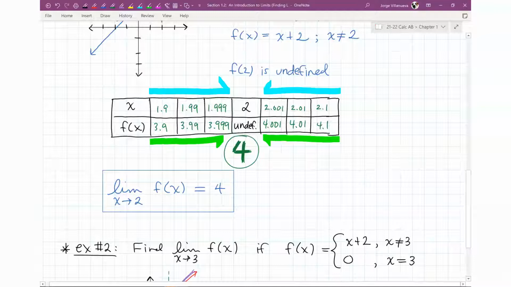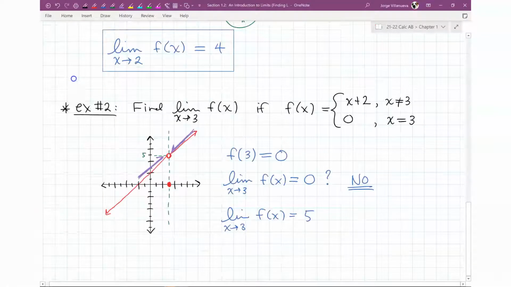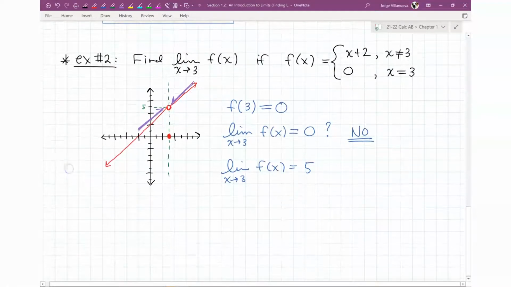Now, yesterday we did one more example, and it looked like this. Okay, find the limit as x approaches 3 of f of x if f of x is a piecewise function, which is x plus 2 when x is not 3, and 0 when x is 3. So we ended up graphing this thing. You can see it right there in red. It does have an actual point on the x-axis, right? 3, 0. So that point does exist here. And then it has a hole up towards the top.